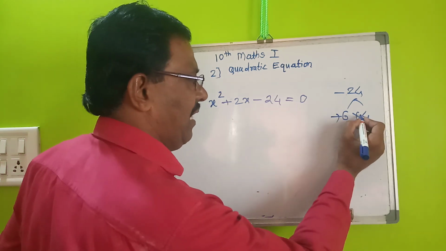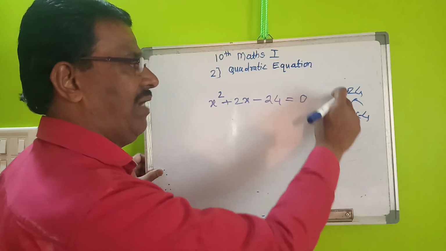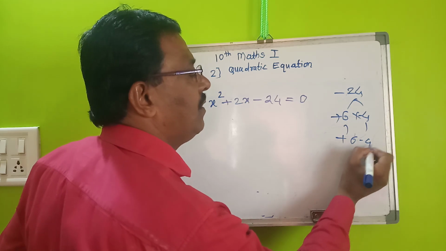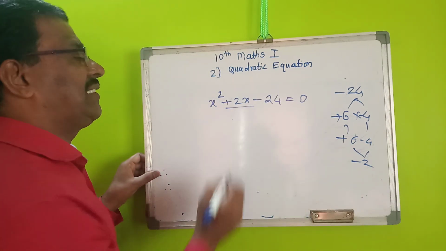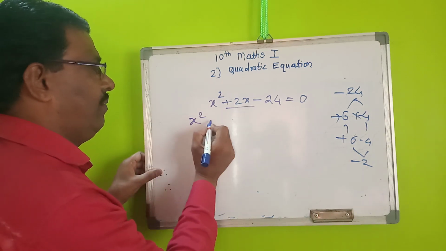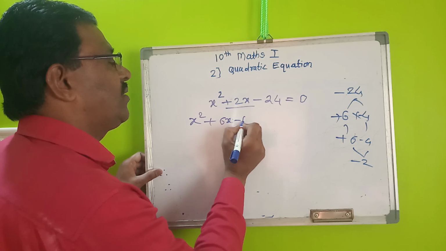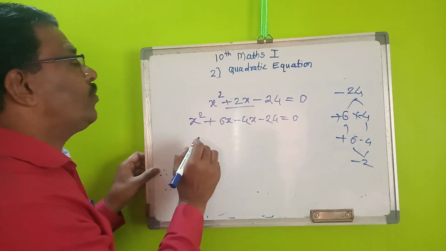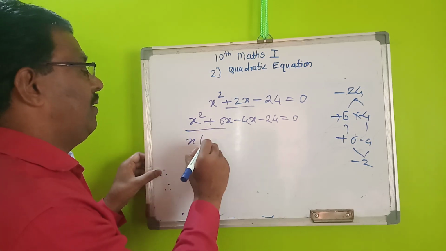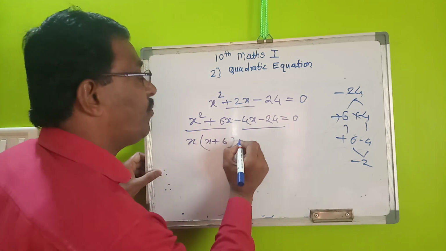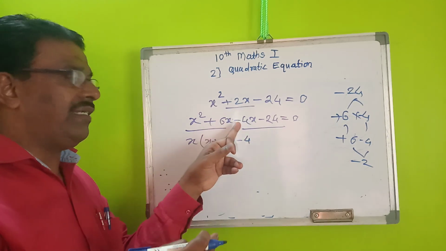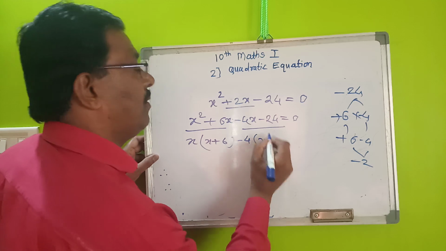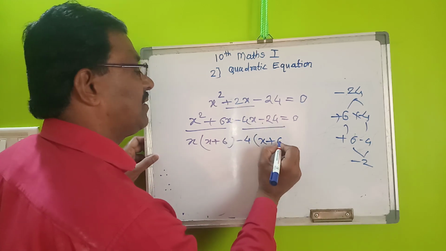So plus 6, opposite given minus: plus 6 into minus 4 is minus 24. Plus 6 minus 4 is equal to plus 2. So writing instead of 2x, we will write x square plus 6x minus 4x minus 24 is equal to 0. So x common, x plus 6, take minus 4 common. If the third term is negative, we must write the negative sign common and interchange, so x minus becomes plus 6 is equal to 0.